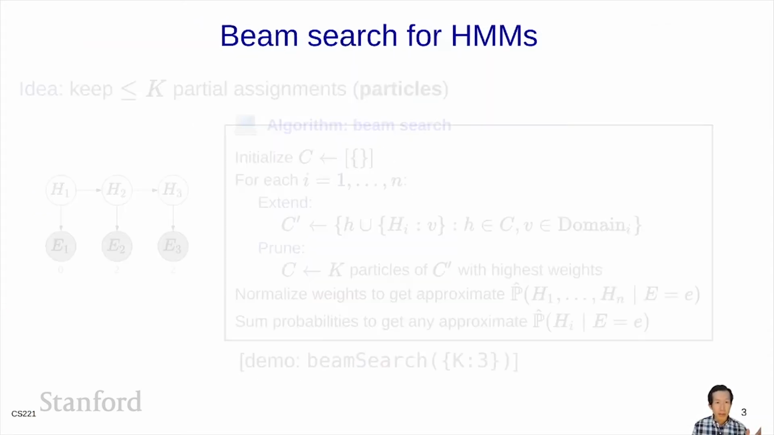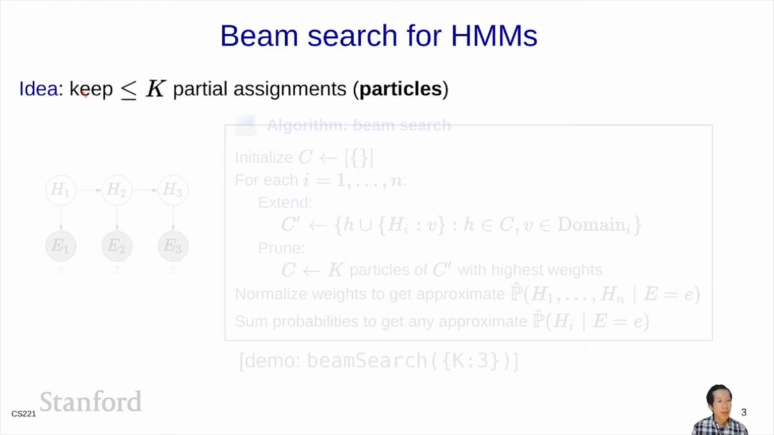To start introducing particle filtering, let us revisit beam search, because structurally particle filtering and beam search are analogous. In beam search, remember the idea was to keep track of at most K partial assignments, which we're going to call particles now in the particle filtering lingo.